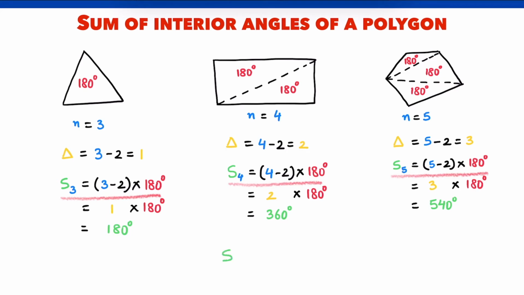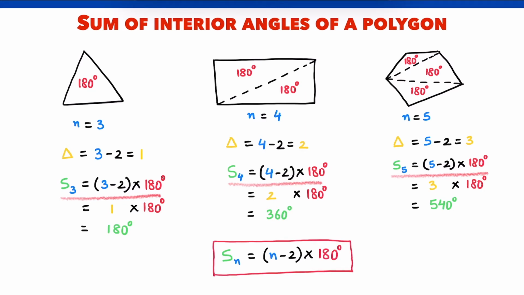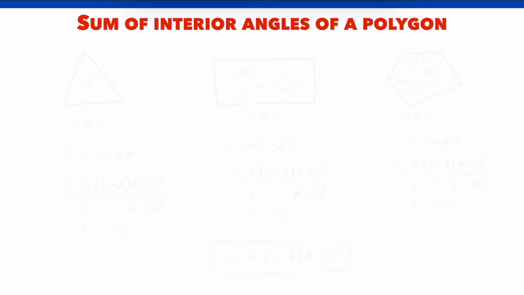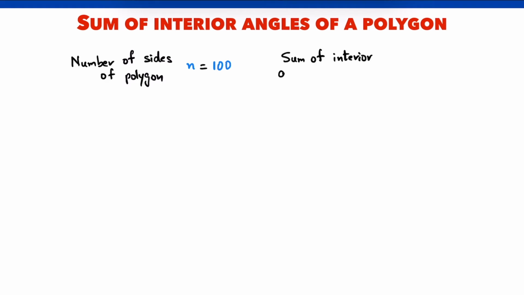The sum of interior angles for an n-sided polygon is (n, the number of sides, minus 2) times 180 degrees. Let's go back to our polygon with 100 sides. So, the number of sides of the polygon, n, is 100. Can you find the sum of interior angles of this polygon? I suggest you pause the video and try this yourself.